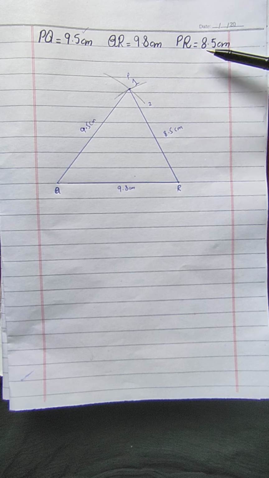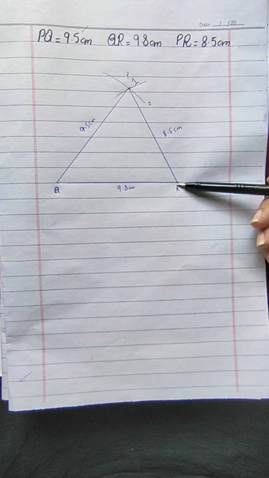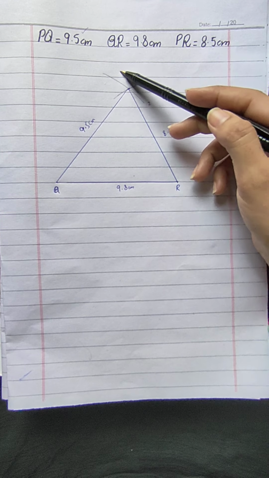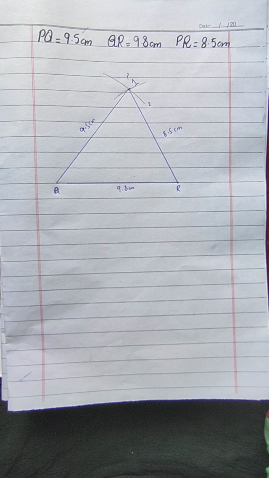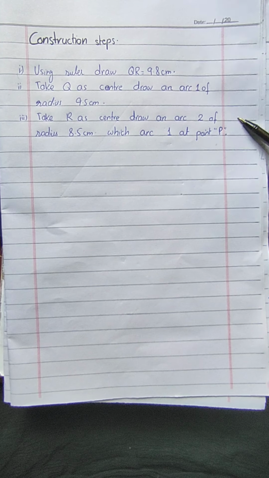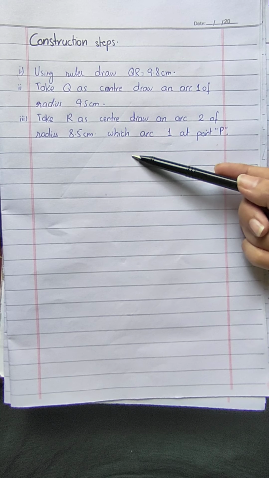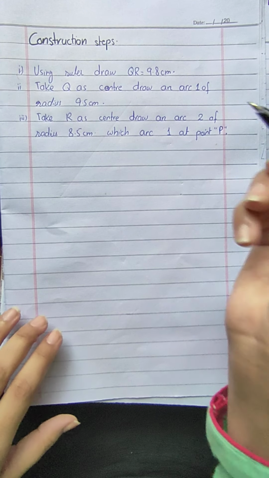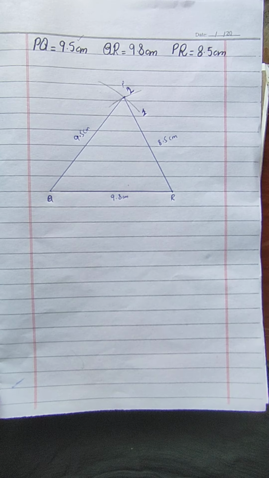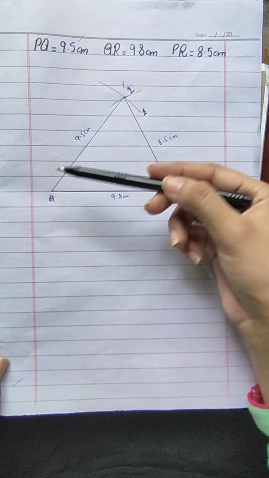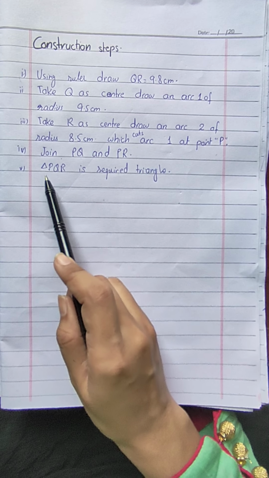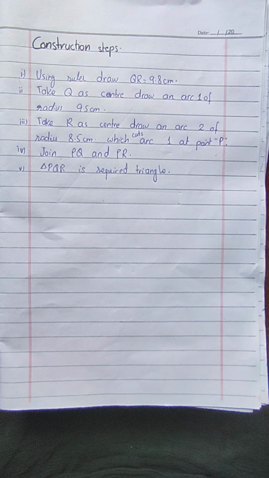The last line is PR equal to 8.5 centimeter. Take R as a center, keep your compass on R and draw the second arc which cuts at point P. Take R as a center, draw an arc 2 of radius 8.5 centimeter which cuts arc 1 at point P. Join point P with Q and P with R. Join PQ and PR. Triangle PQR is the required triangle.